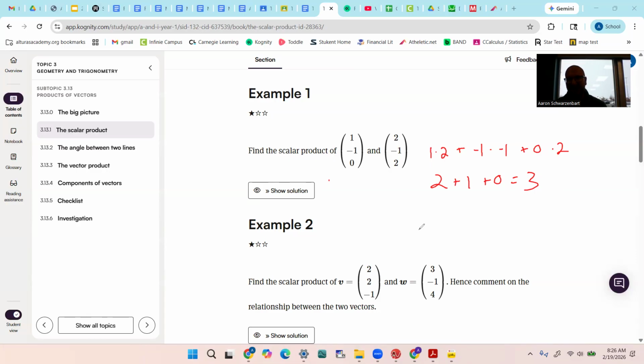Oh yeah, these names actually make sense. The scalar product, aka the dot product, gives you a scalar. The answer is a scalar. When we do the cross product, the answer will be a vector.